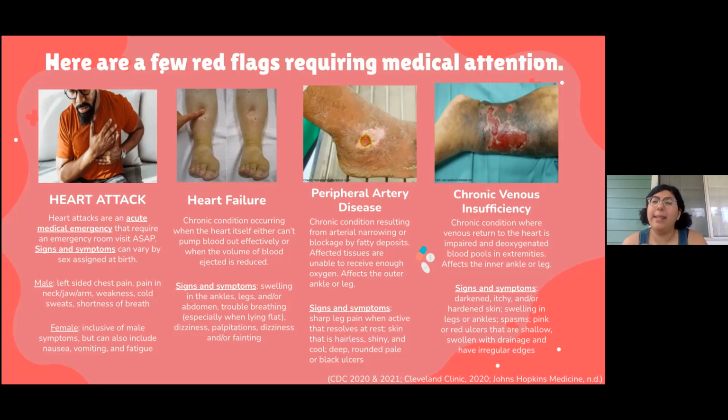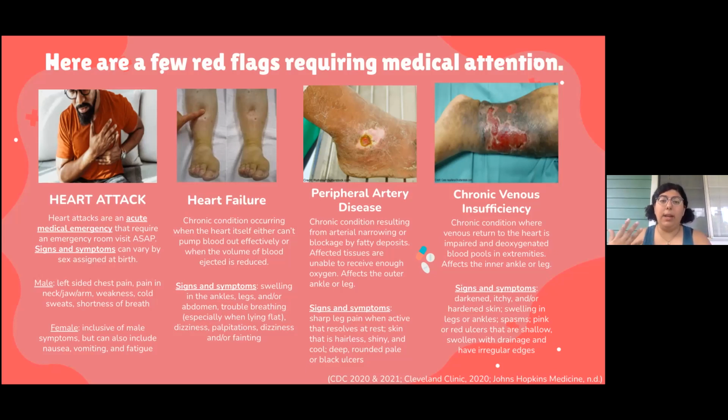So peripheral artery disease happens when tissues aren't able to receive enough blood and enough oxygen in that blood. And so over time they're dying, right? Or waste products are building up. Chronic venous insufficiency, which we're going to see all the way on the far right, is where blood is getting there fine, but it's having trouble being pumped back up to the heart.